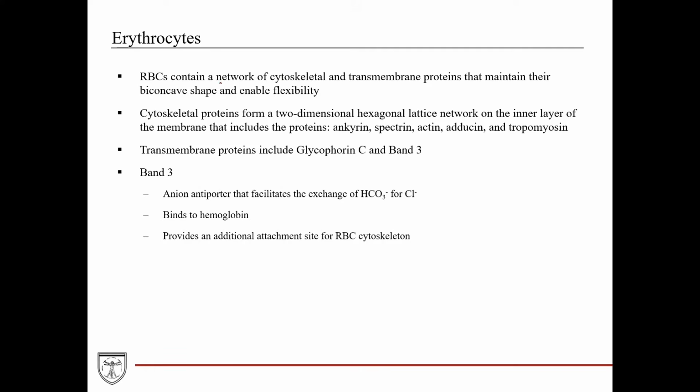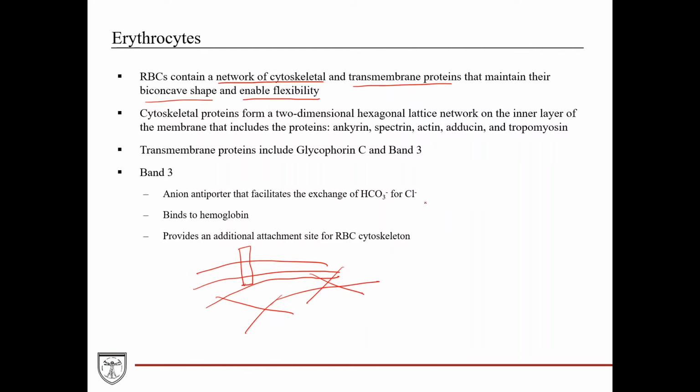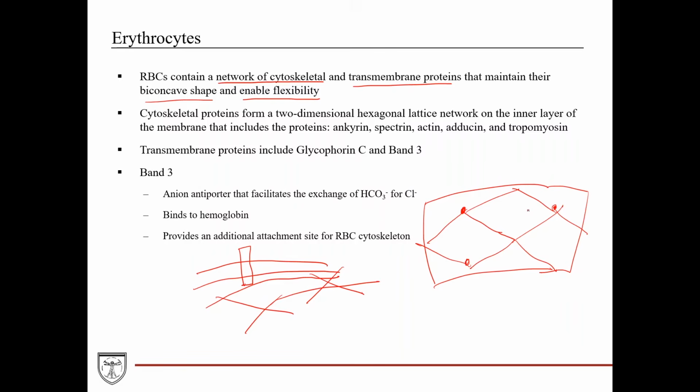The other thing about red blood cells is they contain a network of cytoskeletal and transmembrane proteins that maintain this biconcave shape and also enable the flexibility. So if we look at the membrane like this, you're going to have these transmembrane proteins spanning the entire membrane, and then you're going to have this whole cytoskeletal network. If you were to look at the undersurface of a membrane, you would see the transmembrane proteins coming out of the page at you. And then you would see they have this hexagonal shape, and they form this very complex network like this.